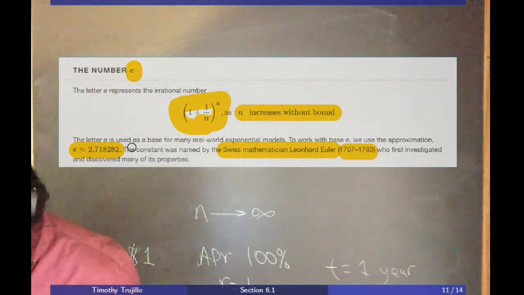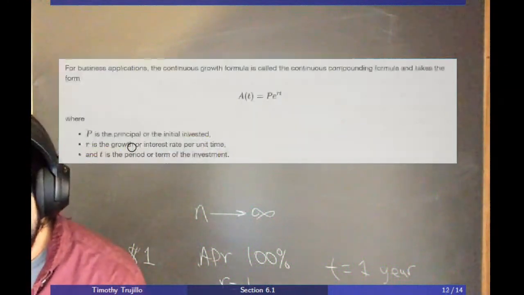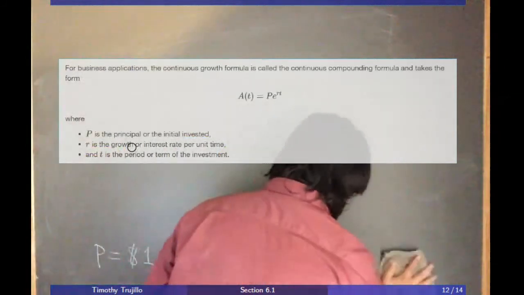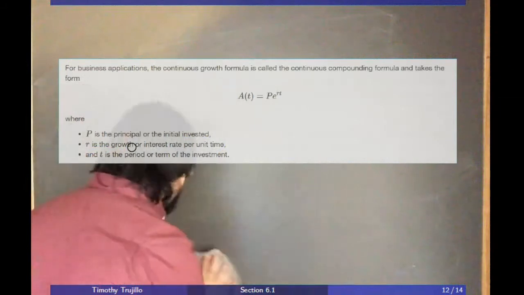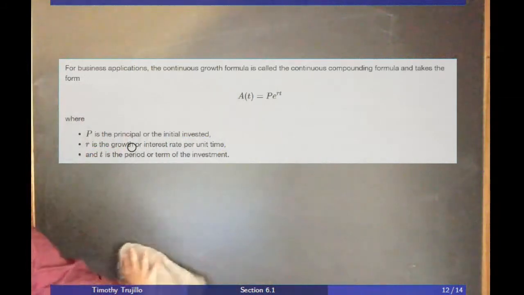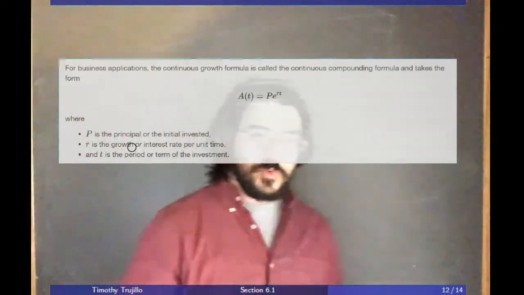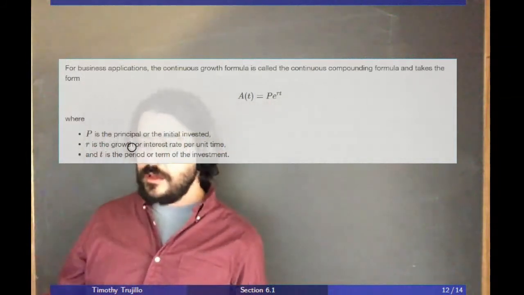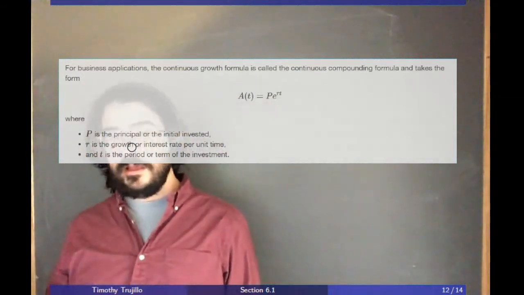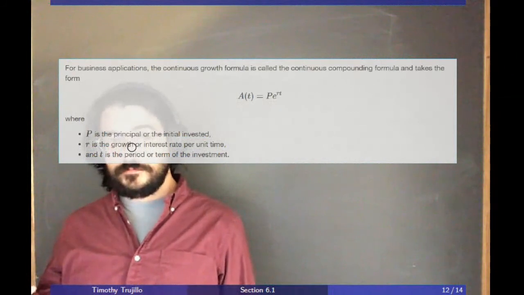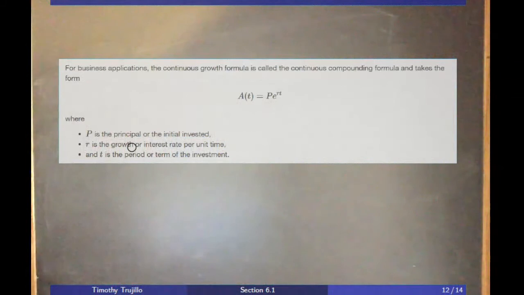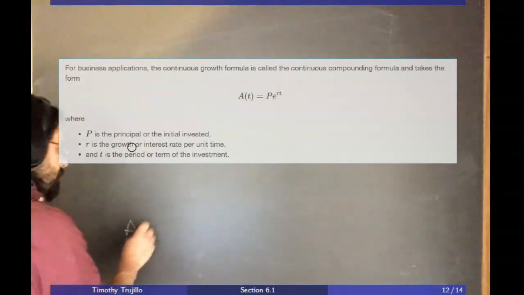Okay, so why are we talking about e? Well, it turns out that any function that is exponential can be written in a slightly different form. And so you should think about this as being the difference between the standard form and the slope form of a line. It's just another way of representing an exponential function. And every exponential function can be represented in this way. So let me just write a little bit about this.